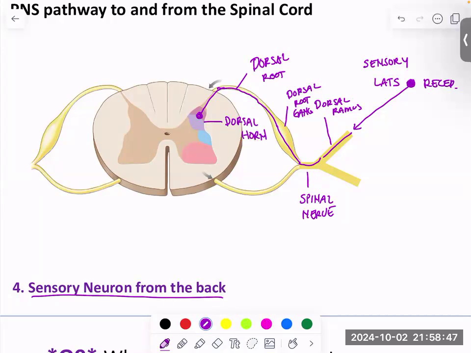Once that information is there, another neuron is going to send it up. And it can travel in multiple columns, depending on where that receptor is at. We're not going to get into that level of detail for this class. That's a bit much. Just know that it goes up the columns to the brain so your body can interpret. That's sensory.